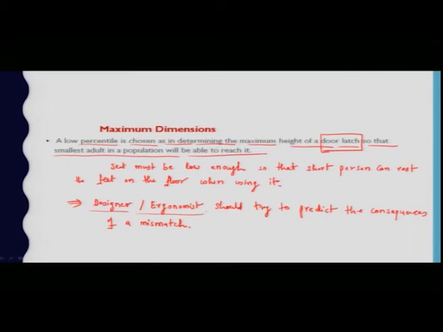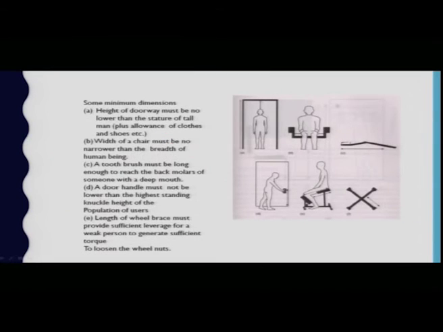In this way, the designer or ergonomist plays a very important role in giving a system that is comfortable to use, or in order to be used by a maximum number of users with greater satisfaction. Some of the examples that I have put in the slides, you can have a look at. There are some examples of the two things we discussed before, minimum dimensions and maximum dimensions.